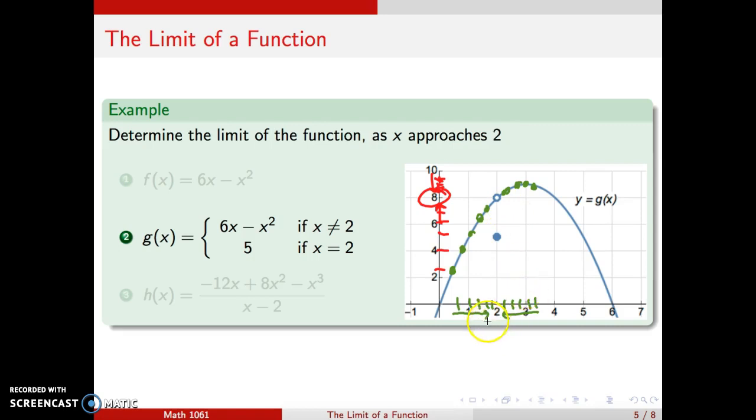So I get closer and closer and closer to 2, not equal to 2, because when we're equal to 2, the function is 5. We're seeing what happens as we get close to 2, as we approach 2. So the limit as x approaches 2, or x goes to 2, sometimes we say, of our function g of x defined up here is 8.